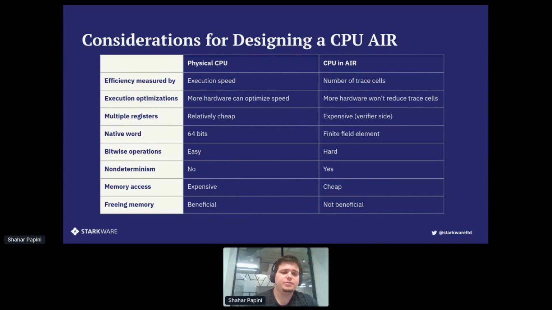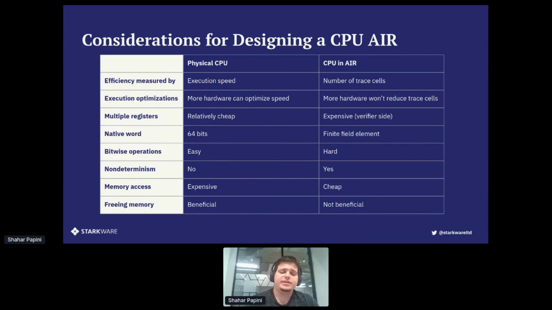So first of all, how do we measure efficiency? In physical CPUs, it's execution speed. Whatever runs faster is better. In AIR, the efficiency is mostly the trace size, the number of trace cells. This also means that it is easier to do optimizations for execution time in a physical CPU. You can usually add more hardware like branch prediction or out-of-order execution. This is more hardware, but it makes the execution faster, so it pays off.